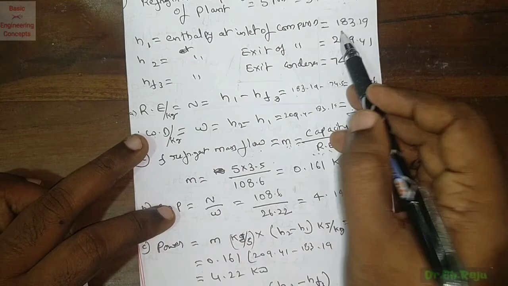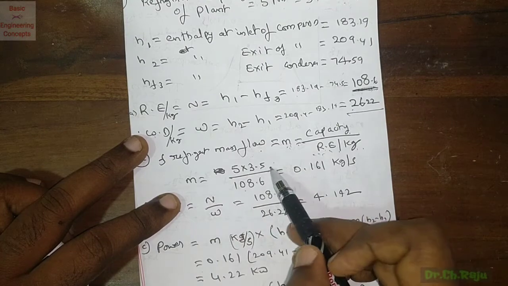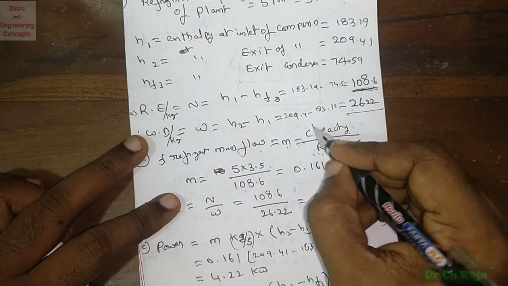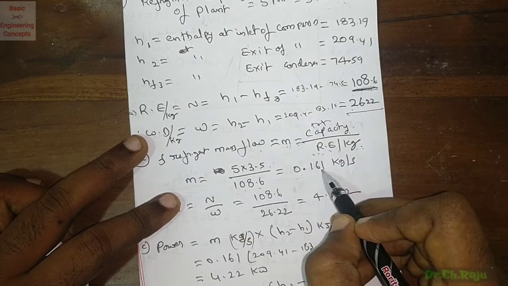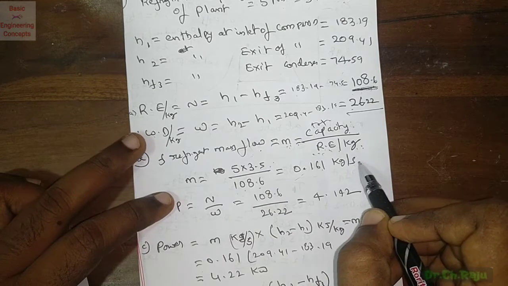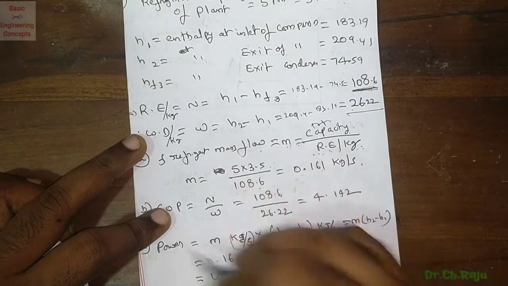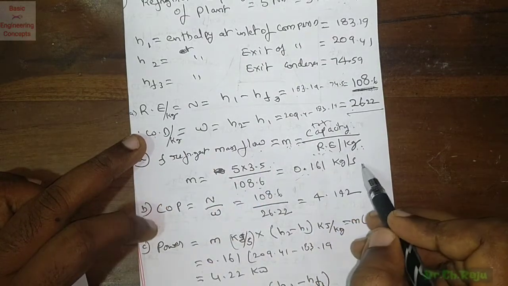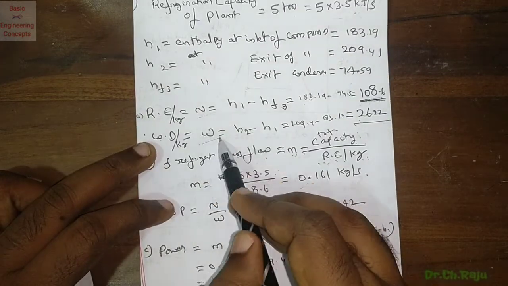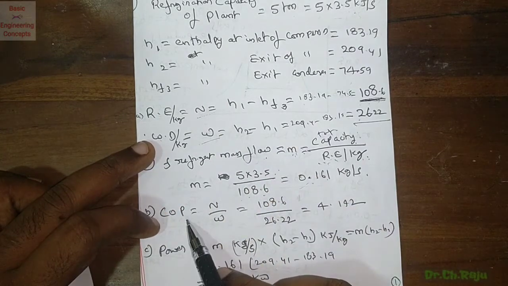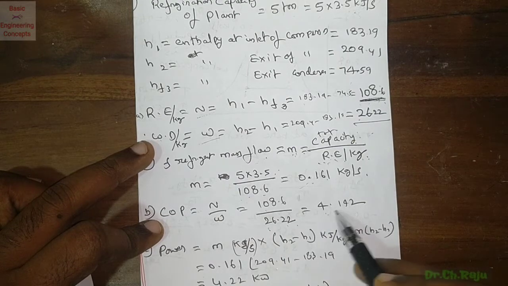The refrigeration effect produced per kg of refrigerant is 108.6. So the mass of the refrigerant is the total capacity divided by the refrigeration effect required per kg, which is 0.161 kg per second. So the mass of the refrigerant to be flown inside the refrigeration plant is 0.161 kg per second. The COP can be calculated directly as N by W: 108.6 by 26.22 is equal to 4.142.